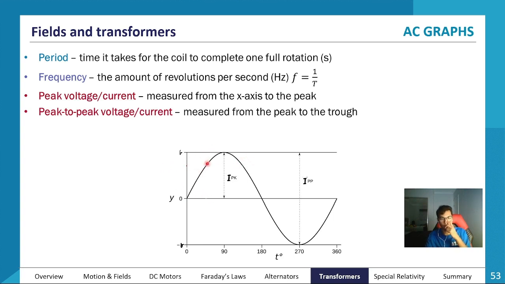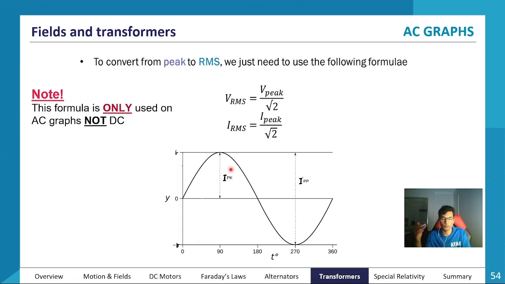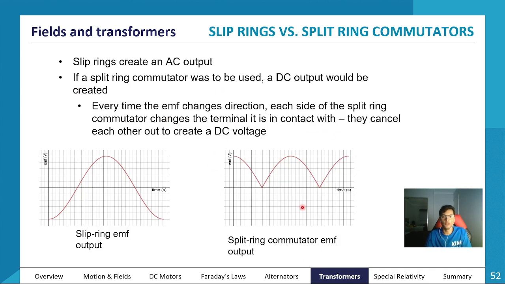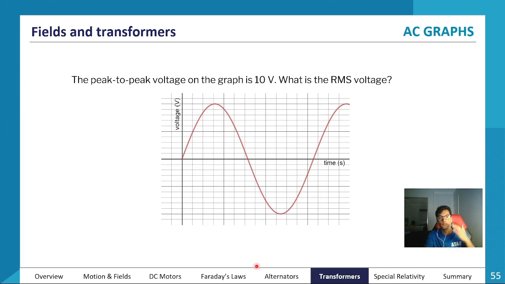The peak to peak voltage, which is something different, is measured from the bottom all the way to the top. Just make sure you don't get confused between peak to peak and peak voltage, because for any calculations where we want to find the RMS, we always use the peak, so from y equals 0 to the maximum. Just keep in mind that we only use this formula for AC graphs. For the DC graph, which was this one, we don't have to use the formula, because it's a lot easier to use. And for the AC graph, because of the positives and negatives, we have to use the formula to average it out.